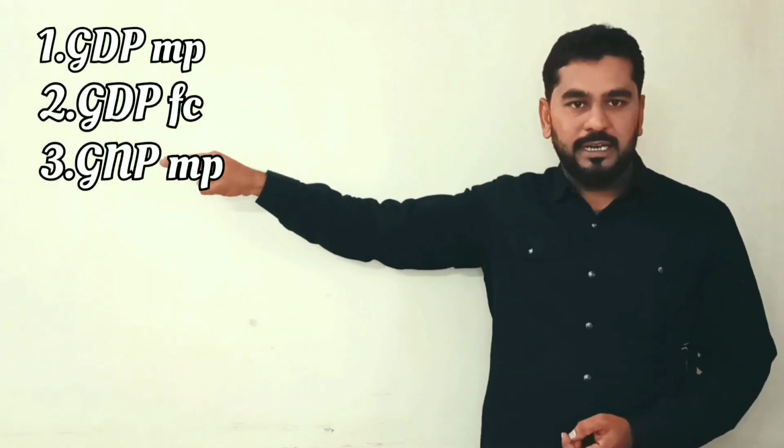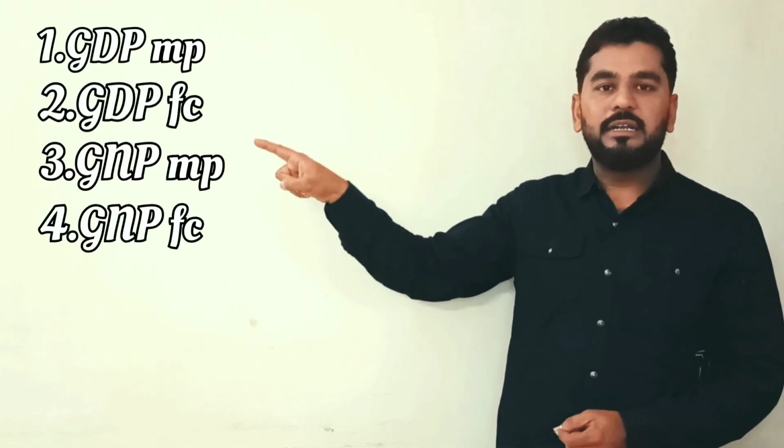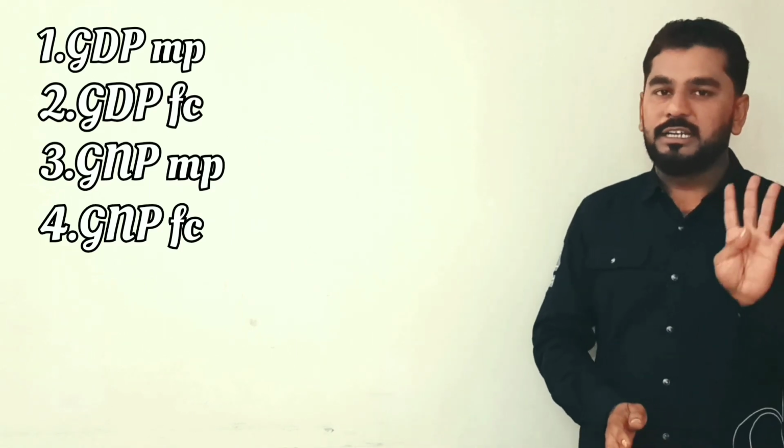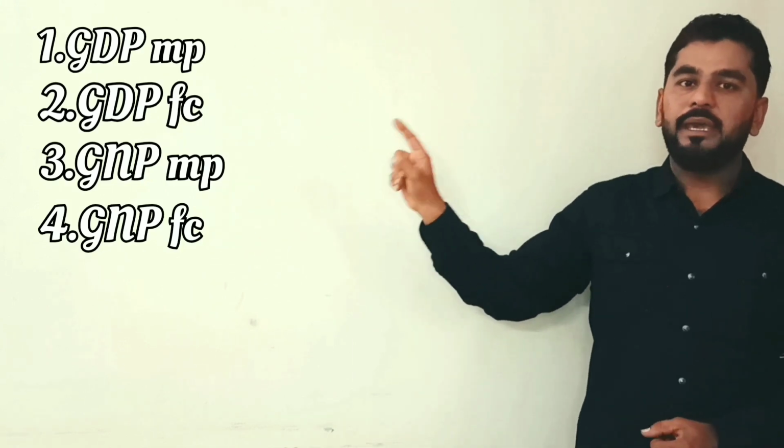Again, copy the same third aggregate. In the place of MP, you have to replace it with FC. That is gross national product at factor cost. So we understood the 4 aggregates. The 4 aggregates are GDP MP, GDP FC, GNP MP, GNP FC.